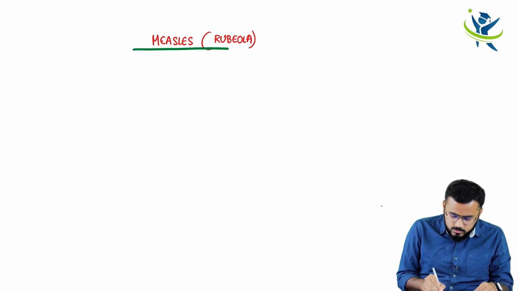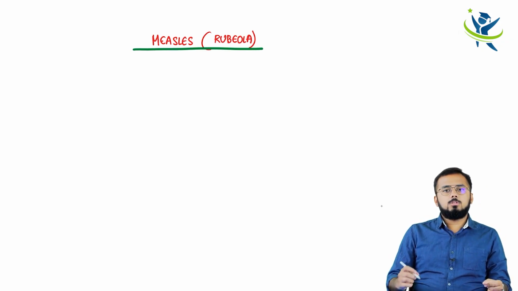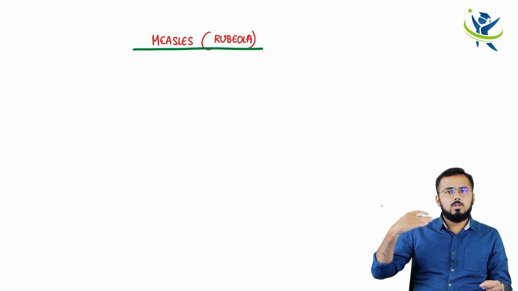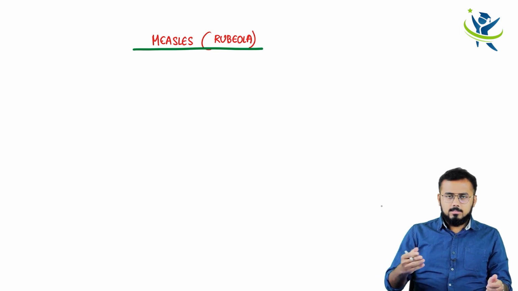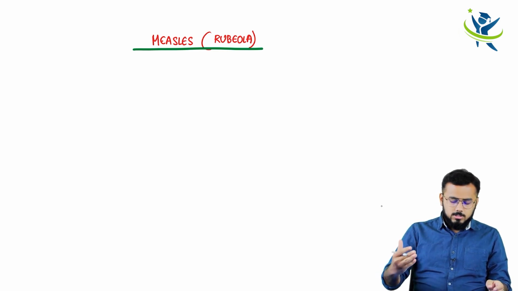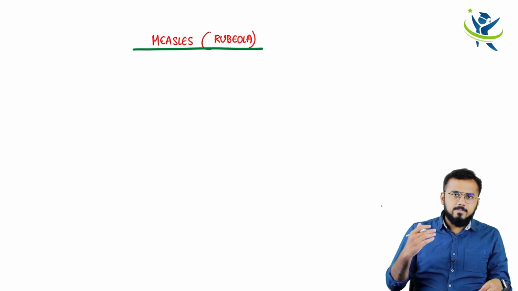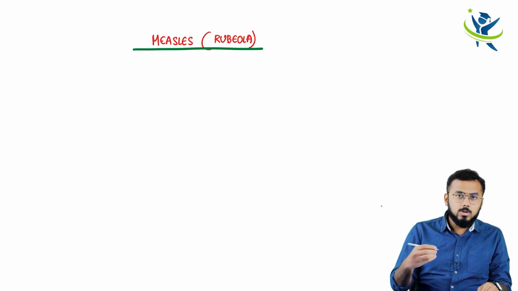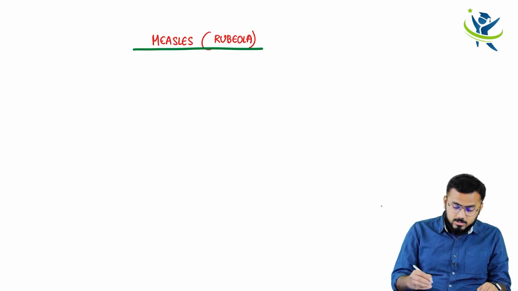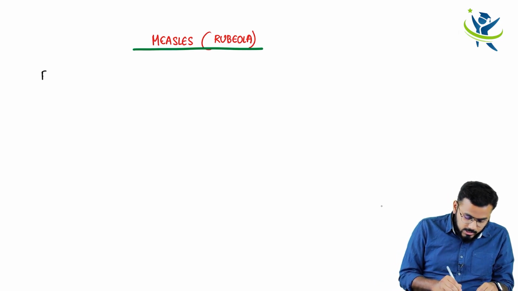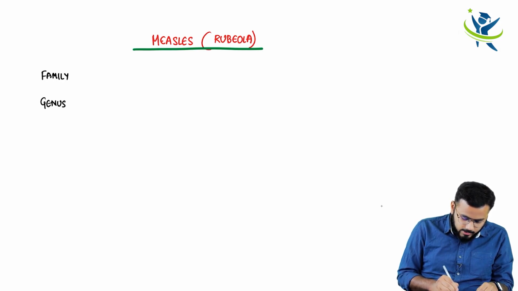Now don't confuse this with rubella, because rubella is a different thing. Rubella is called German measles and this is normal measles, which is also called as rubeola. Now if you look at the family, genus and the species, which you really need to know in your microbiology, regarding the family, regarding the genus and regarding the species.